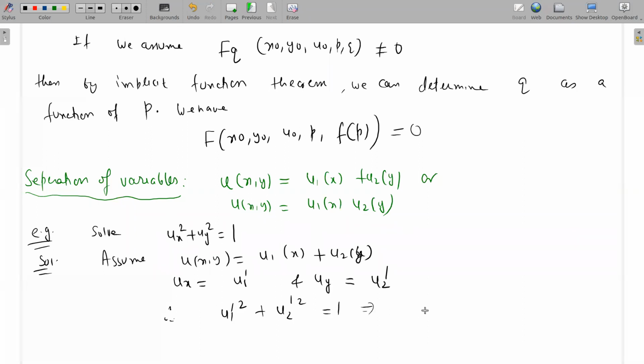Here we can write this as u1 dash, which is a function of x, squared equals 1 minus u2 dash, which is a function of only y, squared.